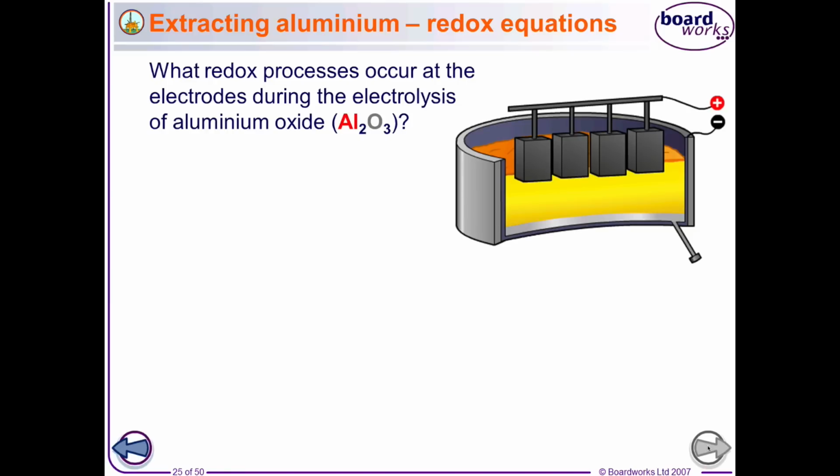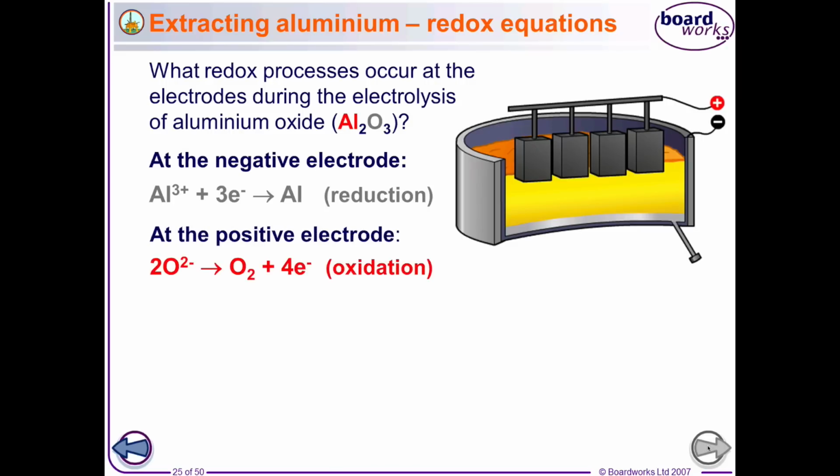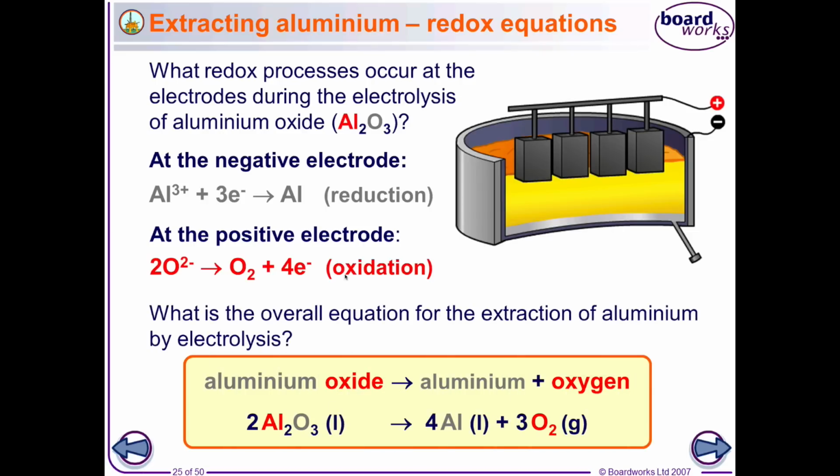Right, so equations. Again, higher tier only, you need to know the two equations. Fairly easy, you've just got to learn them. The first one, at the negative electrode, the aluminium 3+ gains 3 electrons to make Al, gain of electrons, reduction. Positive electrode, oxygen 2- turns into O2 plus 4 electrons, and that's oxidation. Again, you've just got to know these equations really. Overall equation is 2Al2O3 gives 4Al plus 3O2, and again, as you can see, you've broken the aluminium oxide compound down into its constituent elements there.